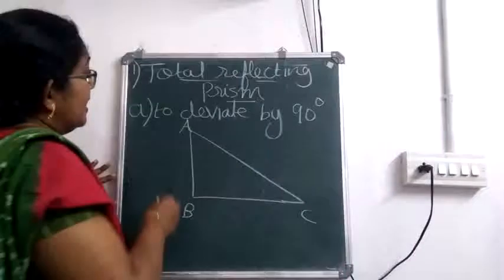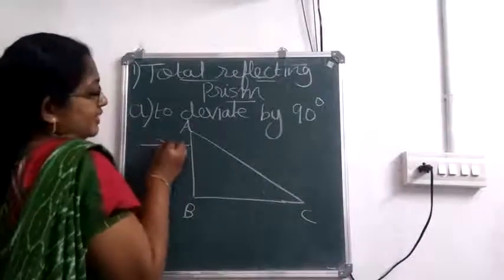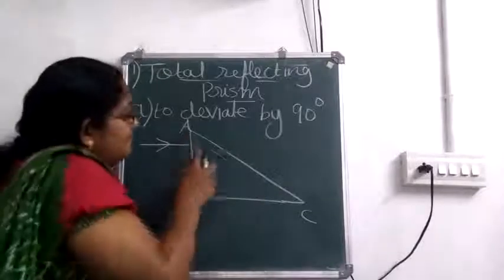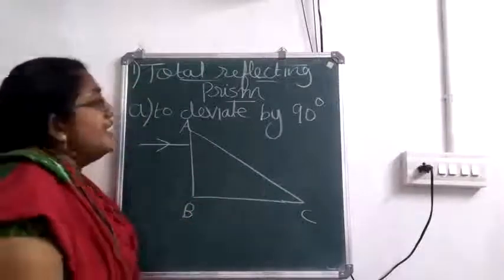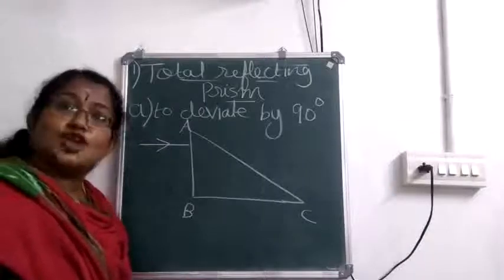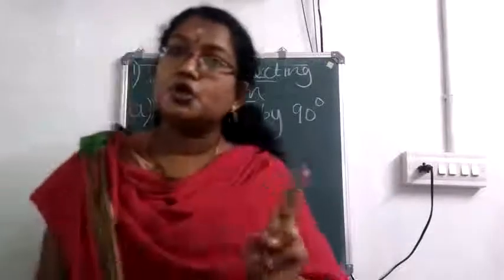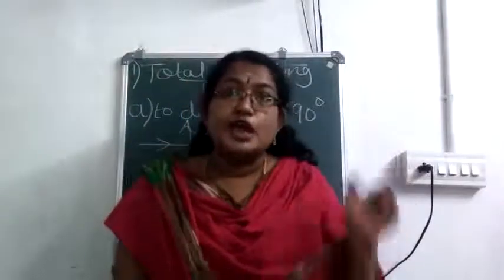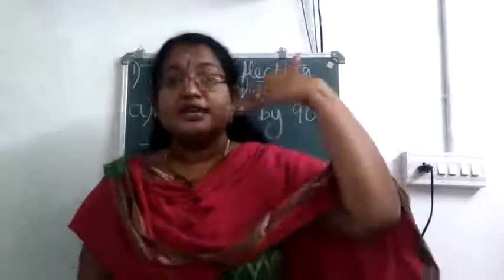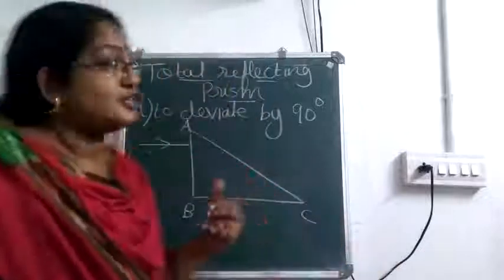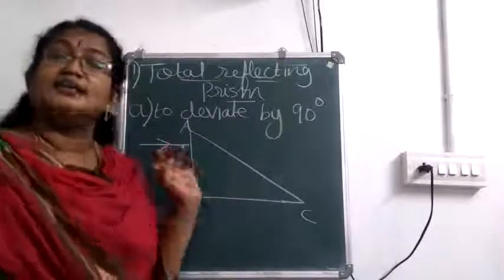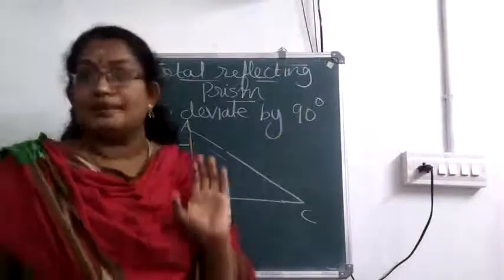So, we are going to consider a light ray which hits on the face AB. Now, what type of incidence is this? It is normal incidence, isn't it? We have learned about two different types of incidence: normal incidence and oblique incidence. Normal means making an angle of 90 degree. If it comes slanting, that is oblique incidence. So here the light ray hits on the surface AB making an angle of 90 degree. So it is a normal incidence.